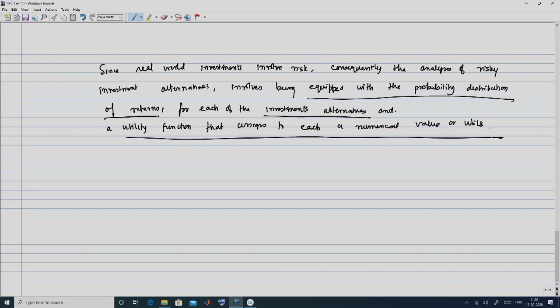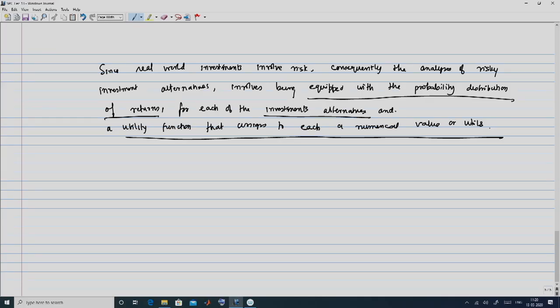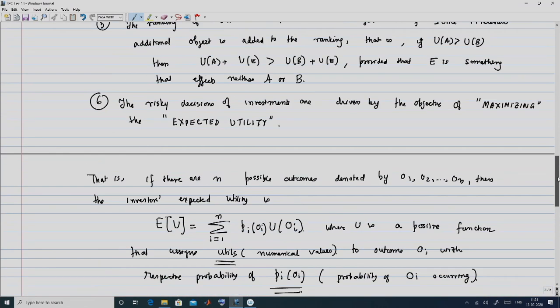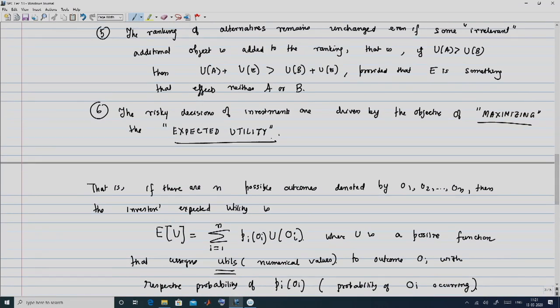to each of them. So, just to sum this up, it means that when you are doing the analysis, you need to be essentially equipped with two things. The first is, of course, the probability distribution of the returns, and consequently, once you have that, you need to also have a utility function on the basis of which you are going to assign utils, or the numerical value, to each of those alternative investments. Okay, so now, as I have already mentioned here, eventually our goal is to maximize the expected utility.